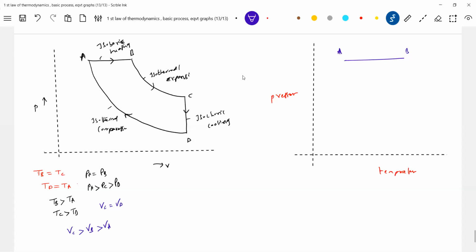Afterward, path BC, isothermal expansion. In isothermal expansion, temperature will be constant and pressure will decrease. So what should the curve be? The curve should be a straight vertical line. Afterwards, CD, isochoric cooling. In a PT graph, what is an isochoric process? A straight line passing through the origin.